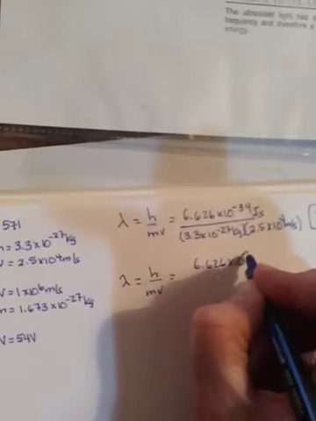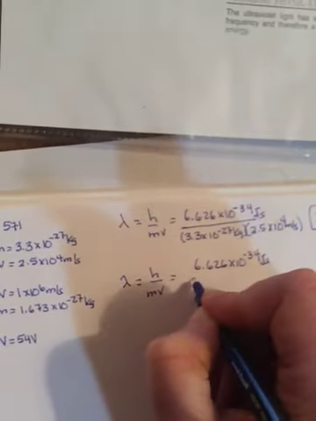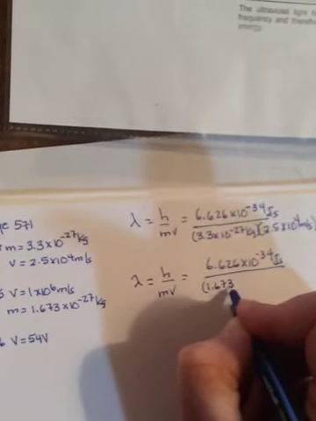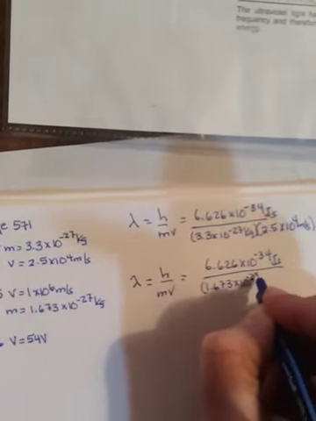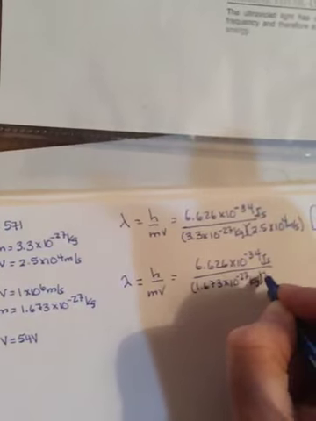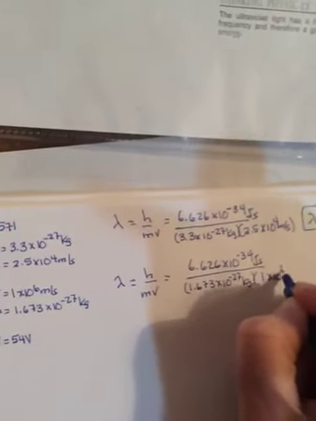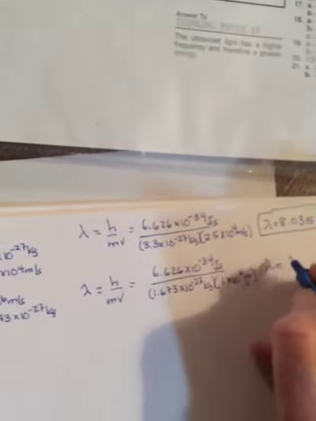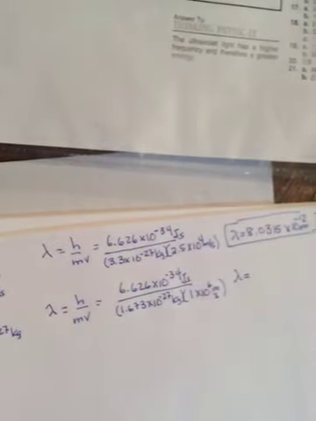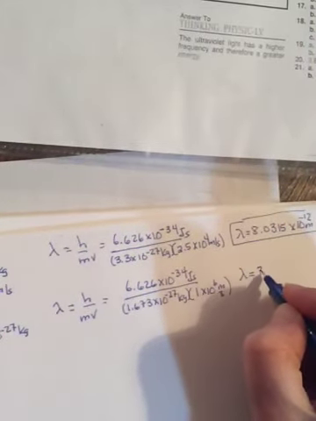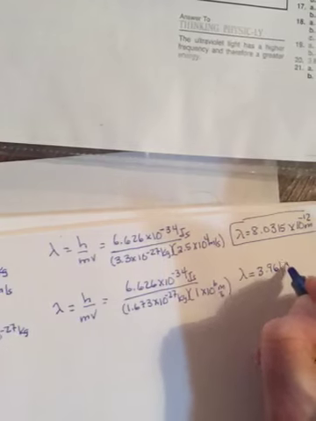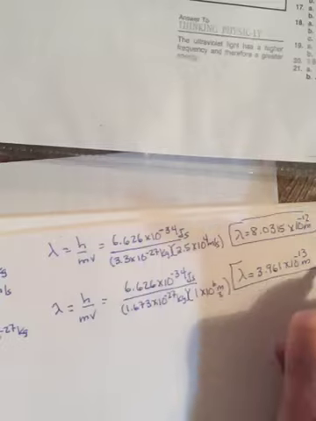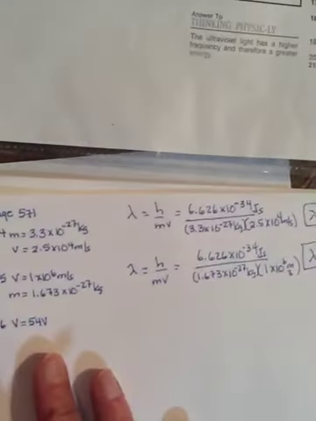So it's still 6.626 to the negative 34 joule seconds. The mass is 1.673 to the negative 27 kilograms, and 1 times 10 to the 6 meters per second. Do the math with your calculator or in your head again, and you should get 3.961 times 10 to the negative 13 this time for lambda. I could do the 1 to the 6th in my head.